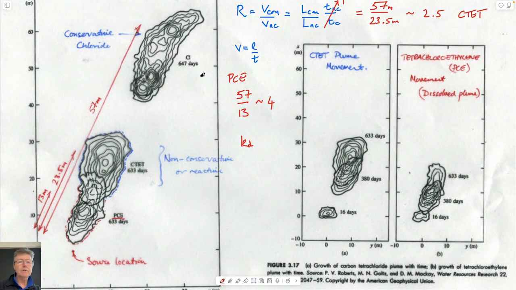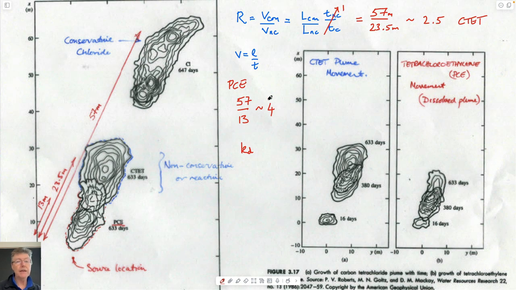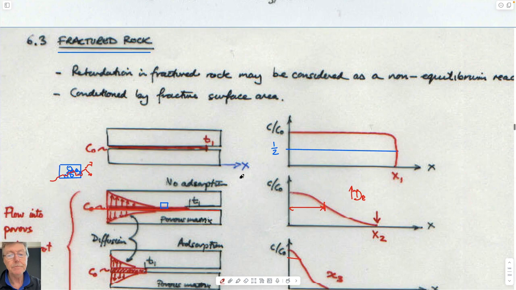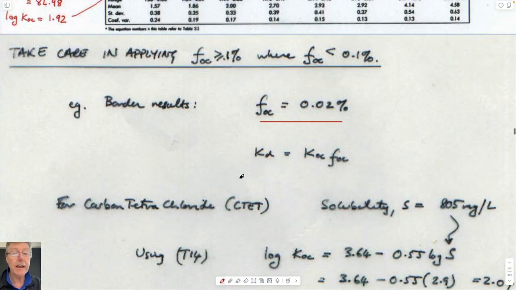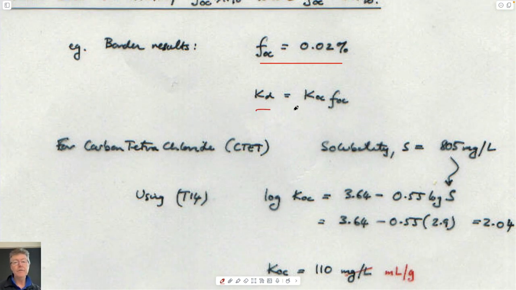So this experiment was done. Chloride was mixed with carbon tetrachloride and PCE. They waited until probably 650 days later to see how far they've gone. And from each of those field results, we calculated the magnitude of the retardation coefficient, because that's just the ratio of the conservative solute versus the non-conservative solute, which is 57 over 23 meters, a retardation coefficient of 2.5, and we used that to calculate the KD value. So we could try that again and compare it with this estimation of, incorrectly I suppose, using this formula when we have a case where there isn't enough carbon in our aquifer.